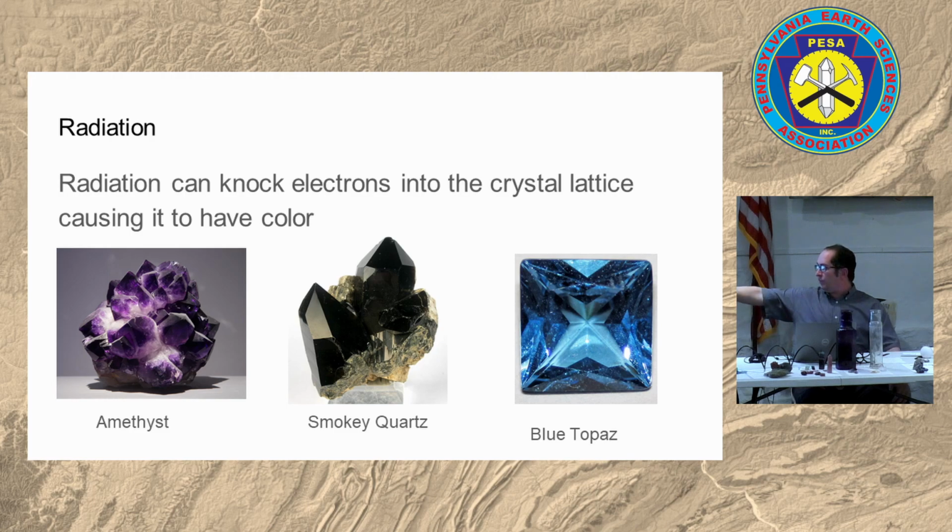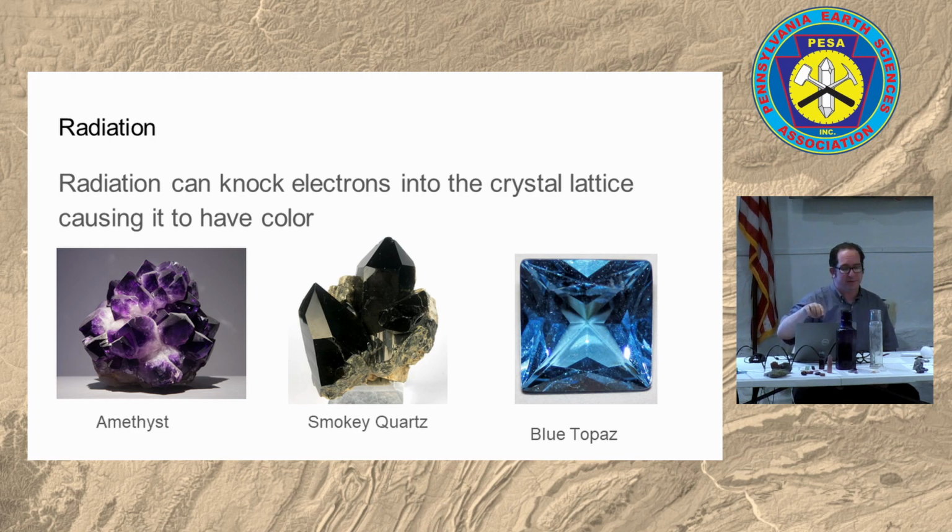So there are several different ones that can do this. We've got amethyst, which is iron and radiation. Smoky quartz, which lacks the iron, so it's not purple. Blue topaz. Most of the blue topaz, if you're in gemstones, are irradiated.